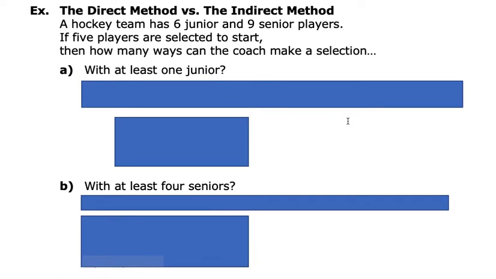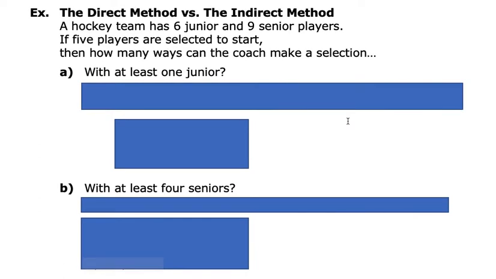All right, let's think about applying the direct method versus the indirect method in the context of combinations. A hockey team has 6 junior and 9 senior players. If 5 players are selected to start, then how many ways can the coach make a selection with at least 1 junior? So, would you use the direct method or the indirect method?